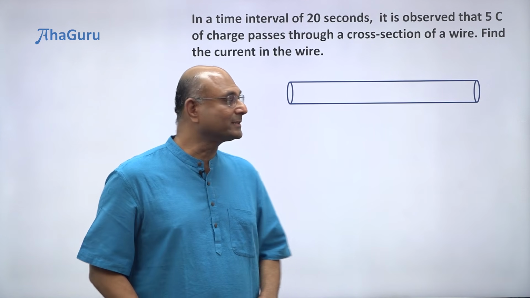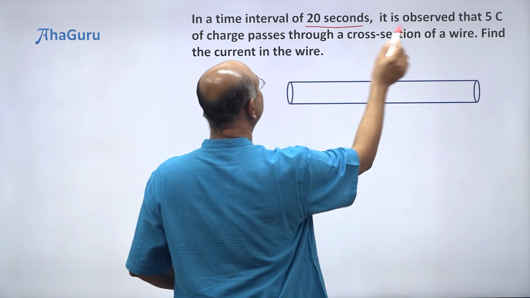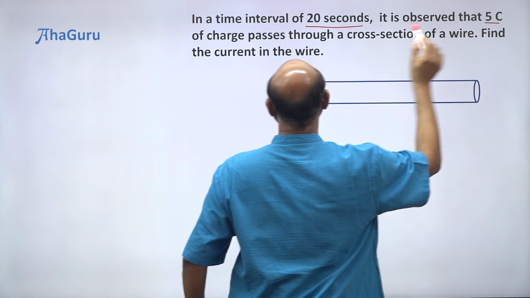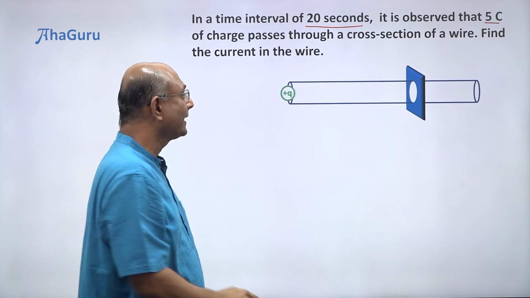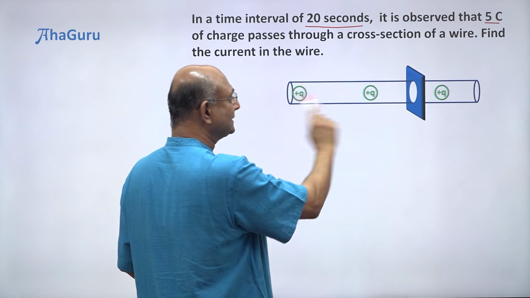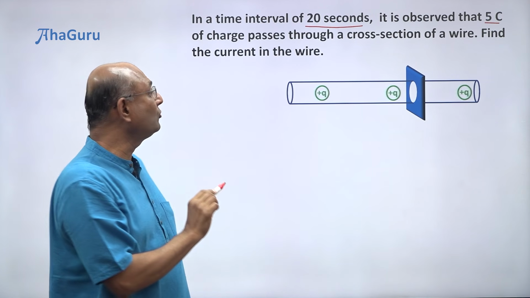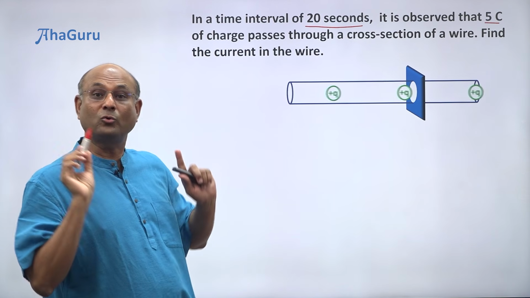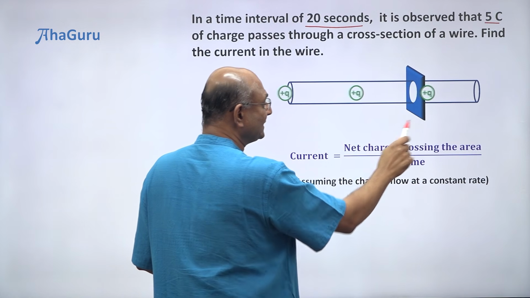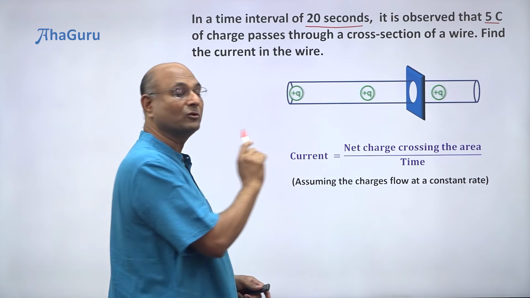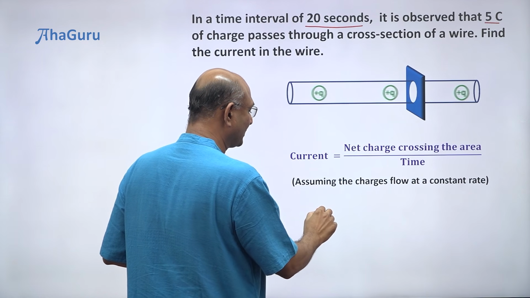Let us now look at this question. In a time interval of 20 seconds, it is observed that 5 coulombs of charge passes through a cross section of the wire. Find the current in the wire. So now I have a lot of these charges flowing. Through this cross section, there is 5 coulombs that is passing through in 20 seconds. What is the definition of current? Net charge crossing the area divided by time. Here, of course, we are assuming that the charges are flowing at a constant rate. Only then you can talk about the current.